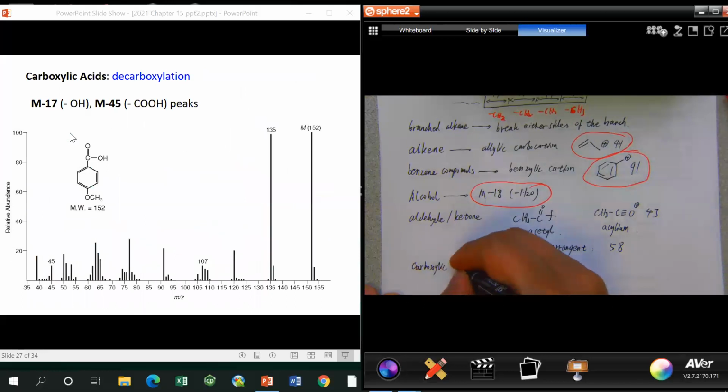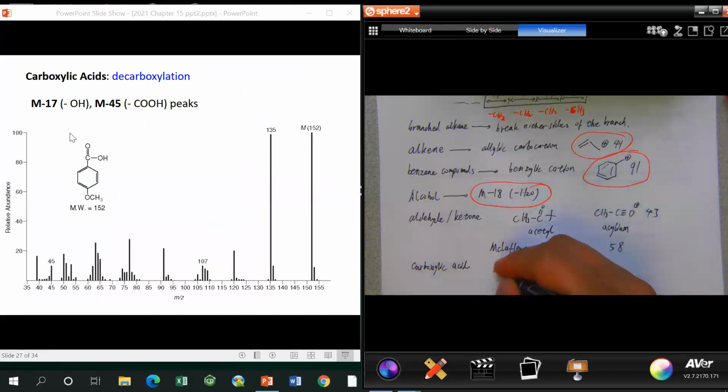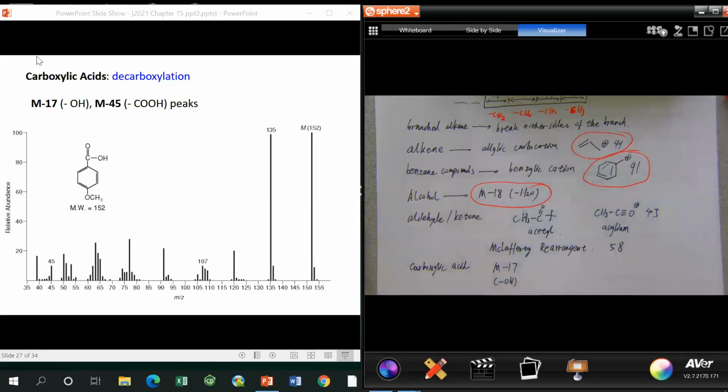So carboxylic acid fragmentation is also quite unique. You should see the M minus 17 fragment, where M is the molecular ion mass. Minus 17 indicates the release of one OH group from the carboxylic acid group, so the cleavage of the OH group is why you get M minus 17.